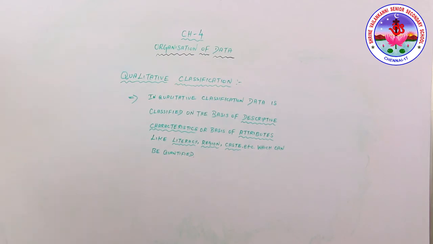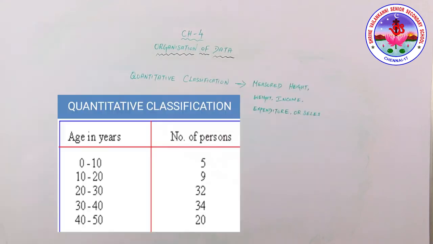Yes, we'll be calling it a qualitative classification. So qualitative classification is where the data can be classified on the basis of descriptive character or on the basis of attributes like literacy, region, caste, sex, education, etc. We are calling it a qualitative classification. It's the third method of classification. Let's move to the fourth method of classification, quantitative classification.